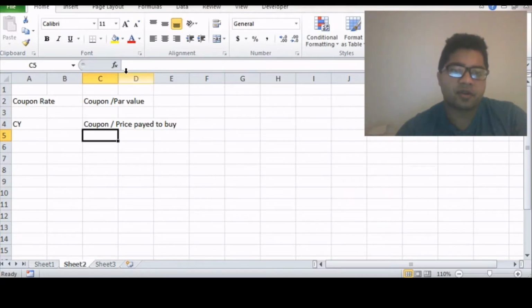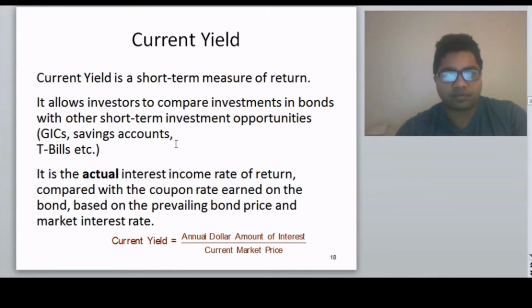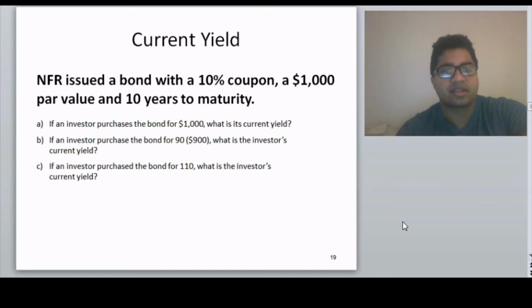Okay, so this is the difference. We divide the coupon by par value, and we divide by the price that you paid for current yield. So it is the actual interest income rate of return, compared with the coupon rate earned on the bond, based on the prevailing bond price and the market interest rate.